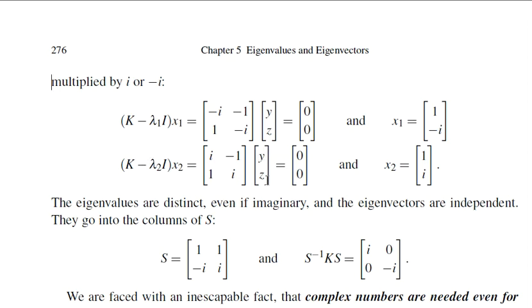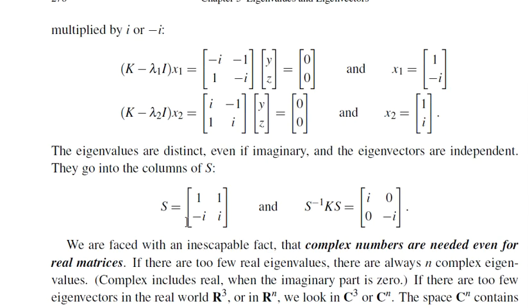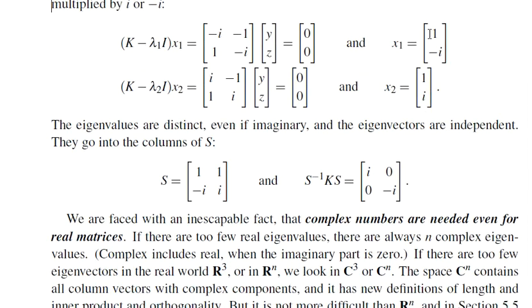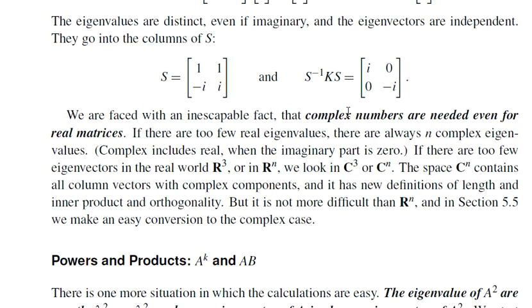So when we solve for y and z, for a non-null solution, we get x2 equal to 1, i. So our S matrix would be 1, minus i and 1, plus i, and S inverse K S is equal to this much. So this shows that complex numbers are needed even for real matrices.